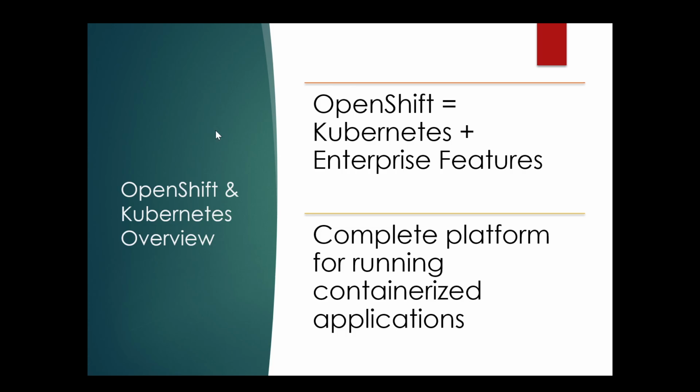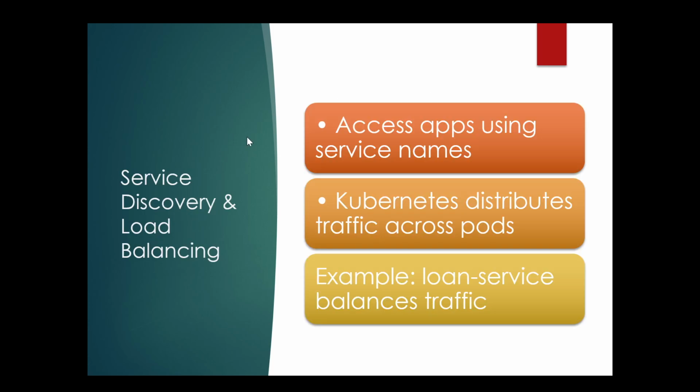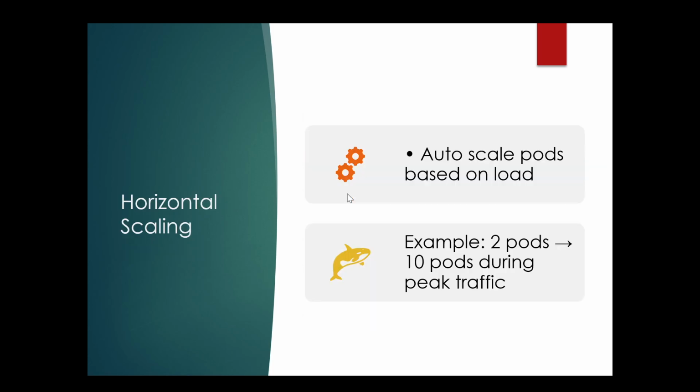Now let's talk about some of the features in Kubernetes. One of the features we have seen is service discovery and load balancing. Using this, you can access an application using service names. Kubernetes distributes traffic across different pods. And a live example is you can create a load balancer traffic with the name of loan-service, and that would be the name of your actual service over here. So this is basically how service discovery and load balancing works on Kubernetes.